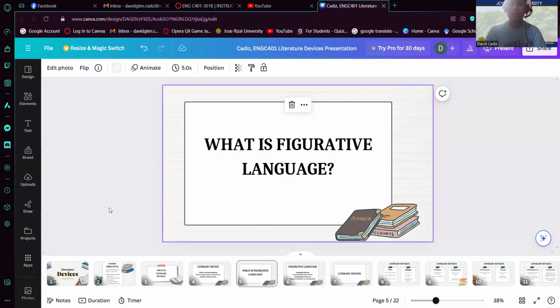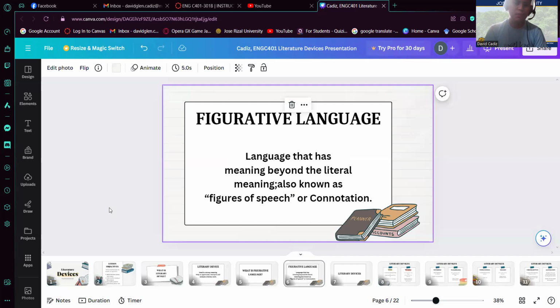Figurative language is also included in this, and what does it mean exactly? Well, figurative language is meaning beyond literal meaning. Think of it as figurative speech or connotation. The literal meaning is the denotation. For example, a rose. By denotation, it gives the meaning of the plant itself. But with connotation, they go beyond the literal meaning and say that a rose is the symbol of love. That is what figurative language is.